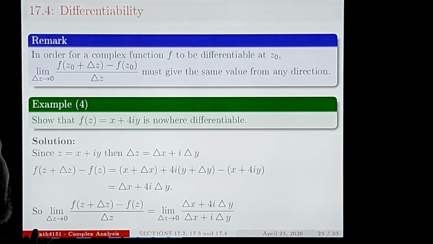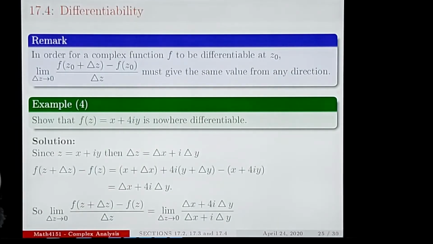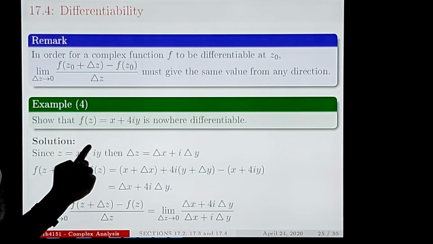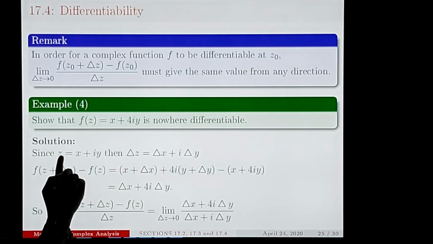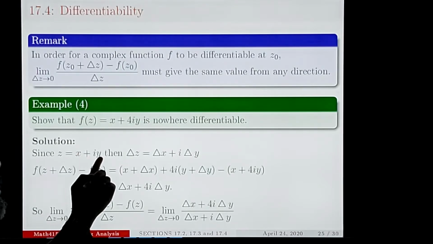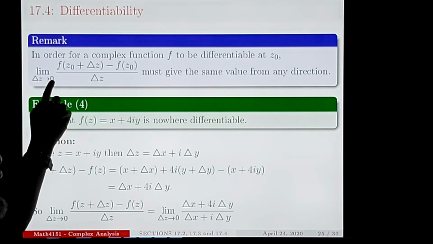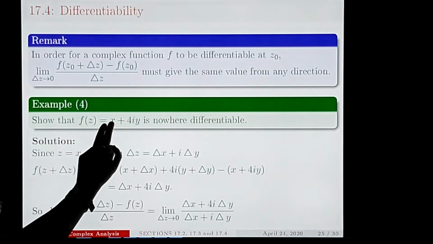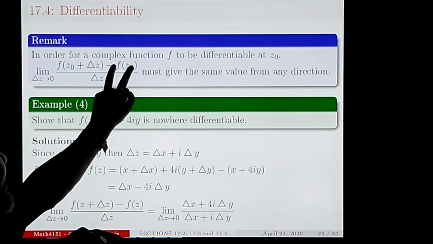For example, show that f of z equals x plus 4iy is nowhere differentiable. This function is nowhere differentiable. So what we do is apply the definition. Since z equals x plus iy, del z will be del x plus i del y, and when you're talking about del z approaching 0, this is del x plus i del y approaching 0. Our function is f of z equals x plus 4iy, which we will put here now.